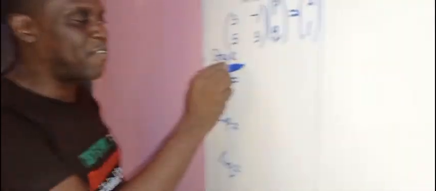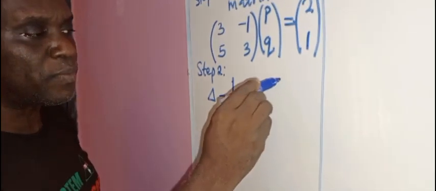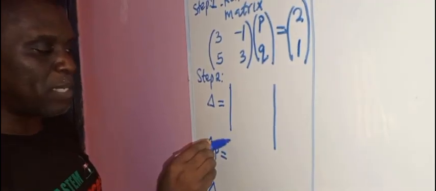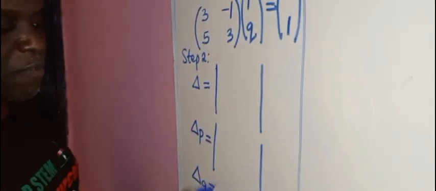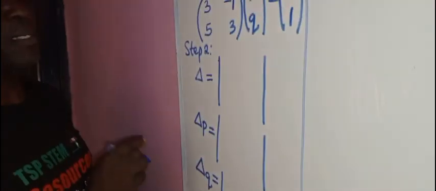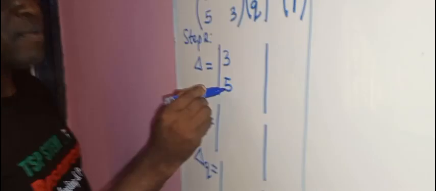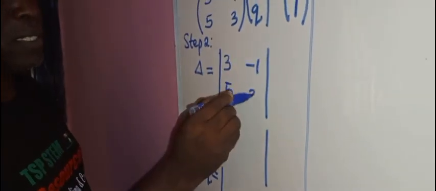So determinant, this is the symbol for determinant. This bracket will turn to a stroke like this, as if you are drawing a modulus. You draw the modulus for each one of them. That's the symbol for determinant. Two standing lines. Now delta is the determinant of this one. That is 3, 5, minus 1, 3. That's delta. What about delta P?